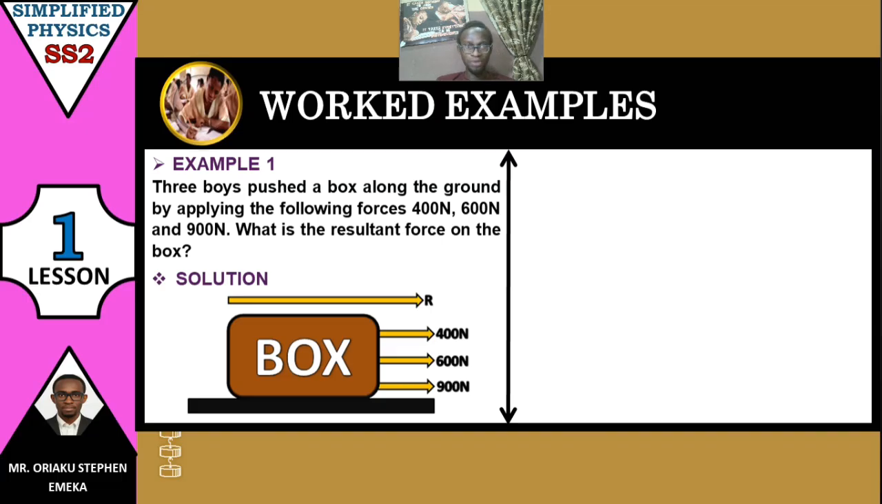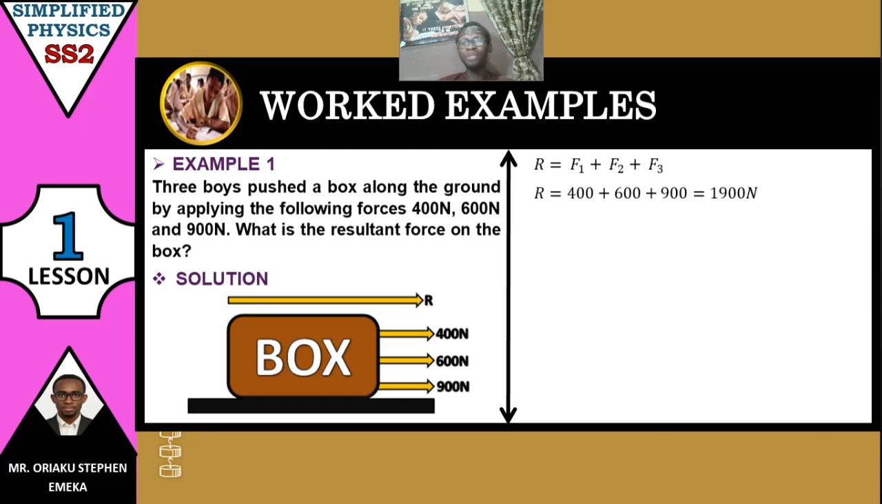So resultant force is talking about the total force that these boys are applying, or one force that can do the same work that these boys are doing and give the same effect both in magnitude and in direction. So how do we go about this? Since these three forces are complementing each other, the resultant force will be the addition of the three forces. So F1 plus F2 plus F3. So making the addition of these three forces is going to give us what?